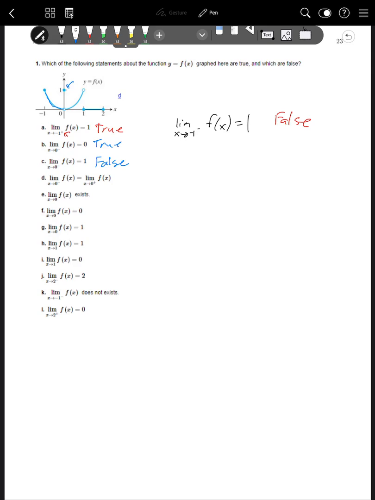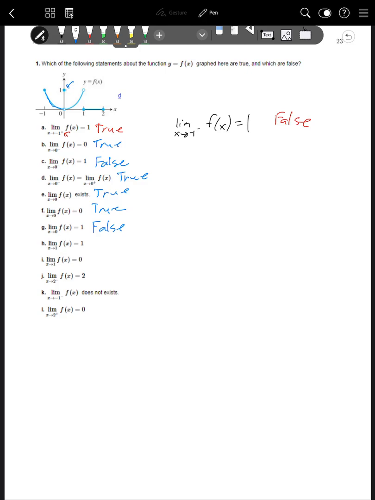In this case, the limit as we approach 0 from either direction, those are the same. So that's true. And because those are the same, that means the limit as x approaches 0 from either direction exists. So that is also true. And since the limit from both the right side and the left side was 0, the limit in general is therefore 0. And so that means that g is false, because we already said that it was 0. The limit as x approaches 1 equals 1.